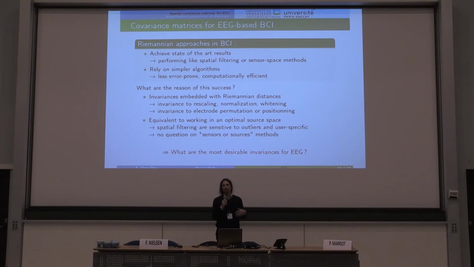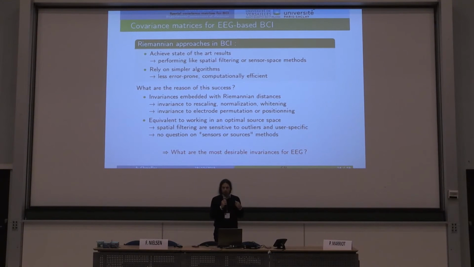The main information about Riemannian approaches in brain-computer interface is that in several cases they achieve state-of-the-art results, as good as spatial filtering with several elements and lots of specialization and user-specific parametrization, and also as methods working directly in the sensor space. They also rely on a simpler algorithm, so they are less error prone and computationally efficient, which is a desirable property because in the end we want to embed this method on a device with small chips.